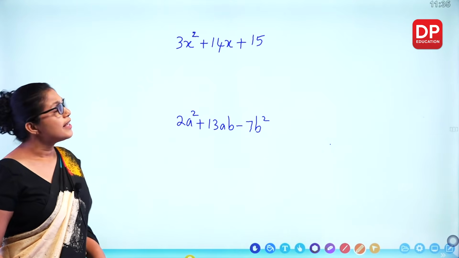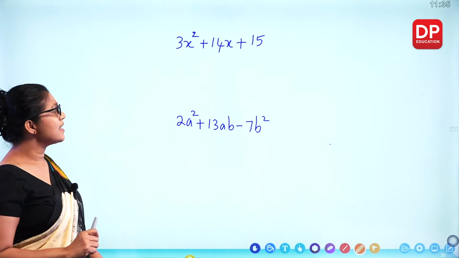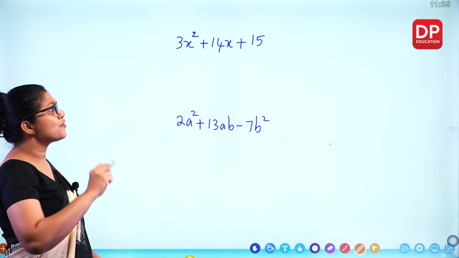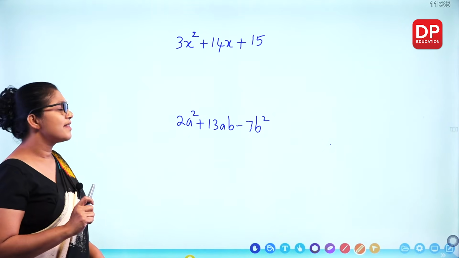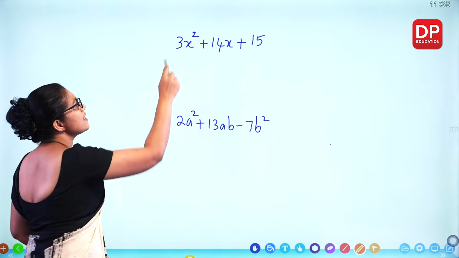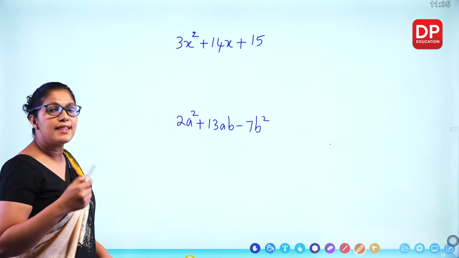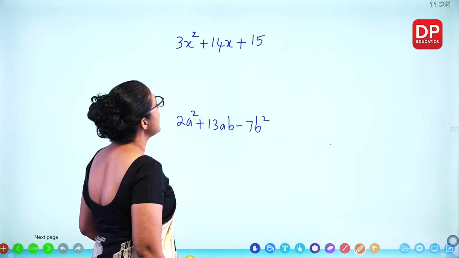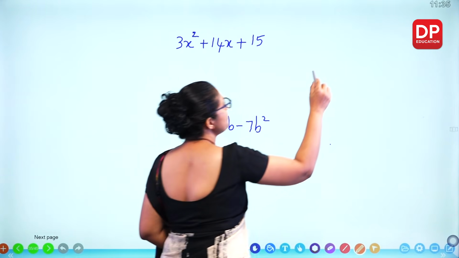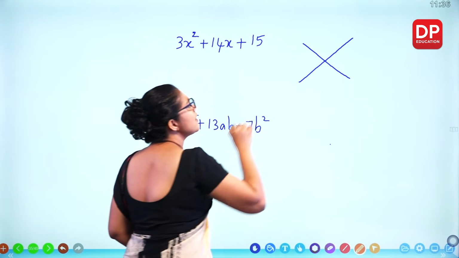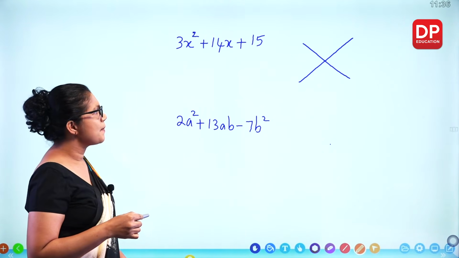Now in this one you are getting another number in front. Then you have to multiply and get the term, not straight away. Here, when you get a coefficient like this in the square term, we can use something like this. Here I can show you an easy method. We call it the cross method.